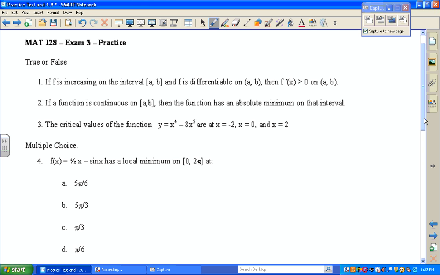Will we be turning this in sometime? I don't think we'll be turning it in. I think we'll just use it to study because I like the idea of a true-false, getting after the definitions.